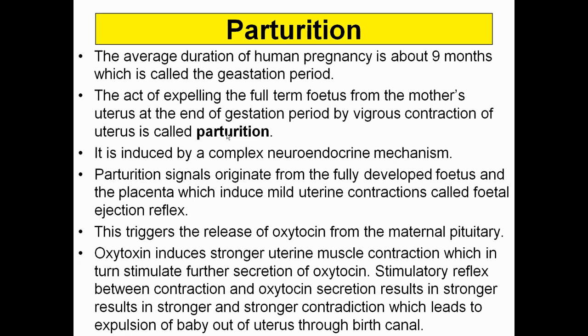It is totally a neuroendocrine mechanism. The parturition signal originates from the fetal ejection reflex, when some uterine contraction is there, because parturition is going to happen. When the fetus passes a signal through the placenta, the uterus is going to contract. Okay, this is referred to as the fetal ejection reflex, which in common terms is referred to as labor pain.